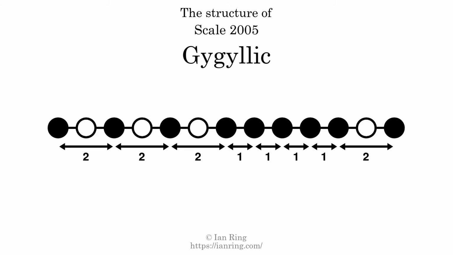The structure of a scale is a description of the interval distance between each successive tone. This scale has a structure of 2-2-2-1-1-1-1-2.